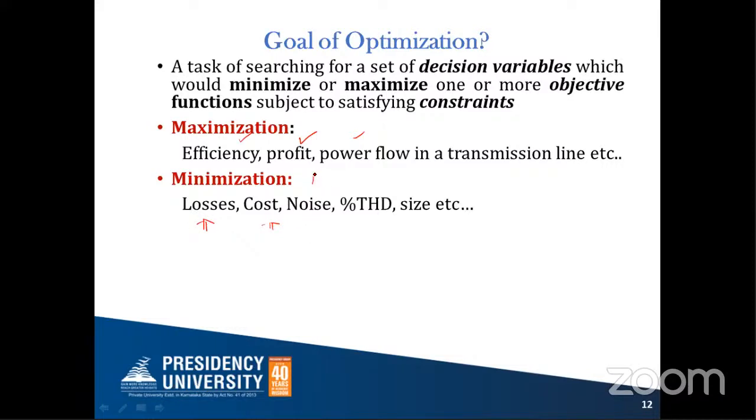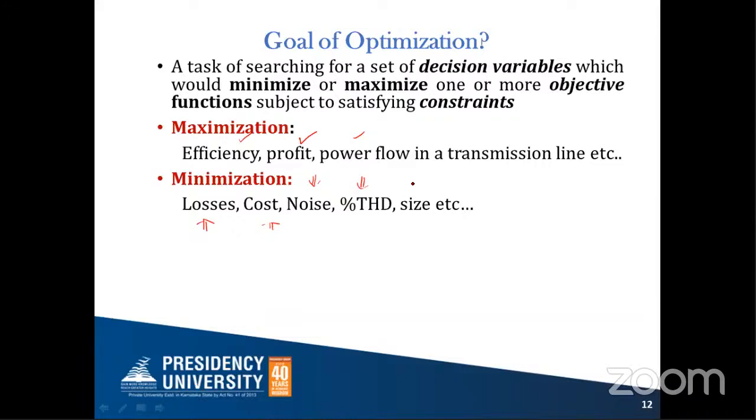the noise. Suppose in the automobile industry, if you're manufacturing a car, your objective is your engine should produce less noise. Suppose if your engine is producing noise like a tractor, nobody will buy that car. Suppose you are using a controller inverter in medium voltage drive applications, variable speed drive applications, there the inverter is used. In that, the inverter should produce less percentage THD.